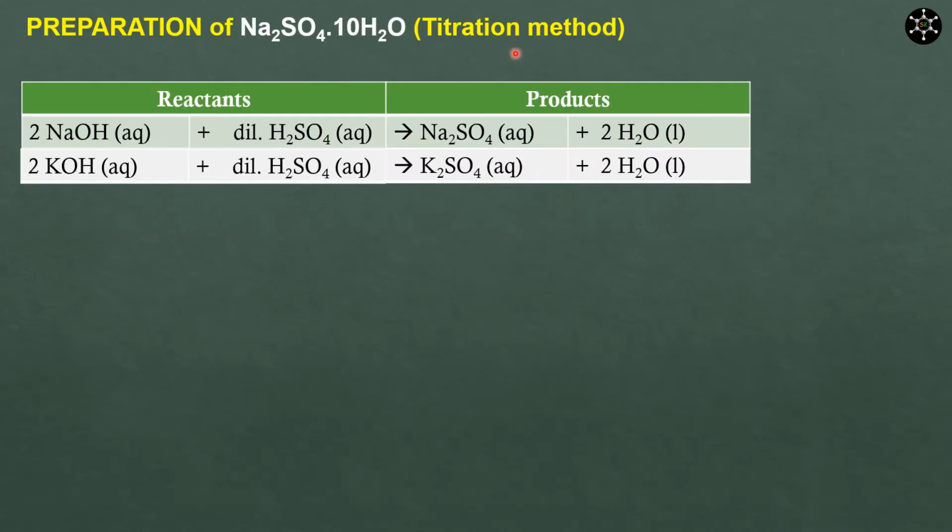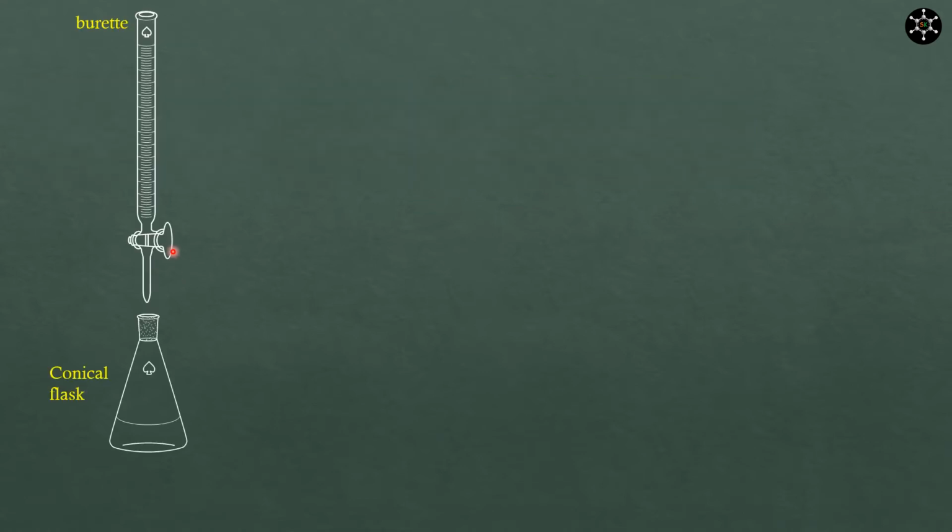During the preparation of sodium sulfate salt by the titration method, a soluble base, that is sodium hydroxide alkali, is treated with dilute sulfuric acid, giving us soluble sodium sulfate salt and water. In the same manner, we can even prepare potassium sulfate salt. Burette and conical flask are the apparatus which we use for titration. Normally in the burette we take acid, here it is sulfuric acid, and in the conical flask we take sodium hydroxide.